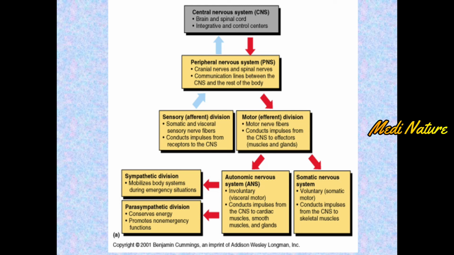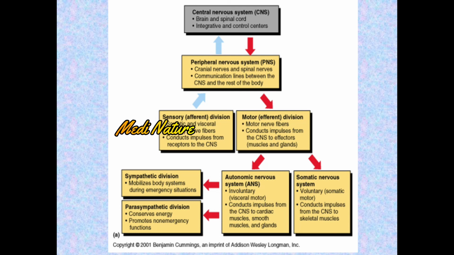This is the summary of the organization of the nervous system. First, there is the central nervous system, which is formed by the brain and the spinal cord, and the peripheral nervous system connects the central nervous system with the receptors and the effectors. Therefore, the peripheral nervous system divides into two main divisions, the sensory division and the motor division. The sensory division is important to conduct impulses from receptors to the central nervous system, and the motor division is involved in conducting impulses from the central nervous system to effectors such as muscles and glands.